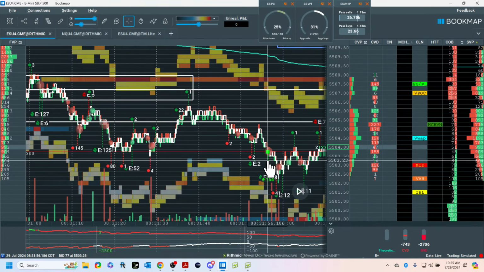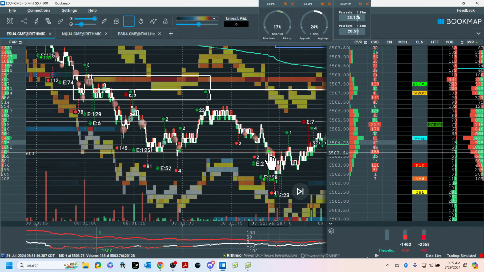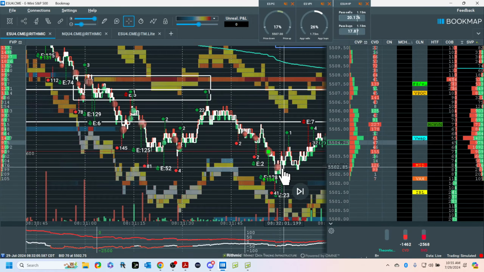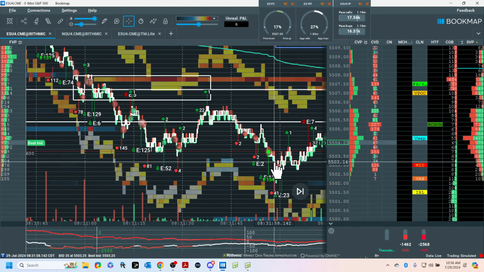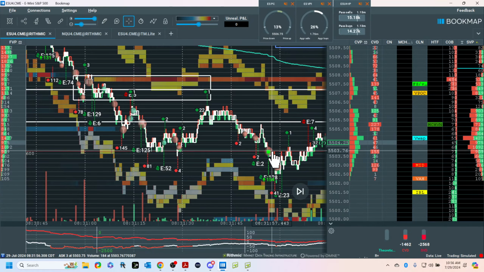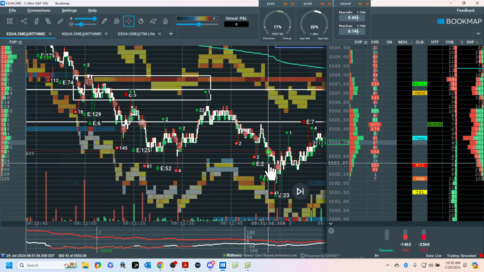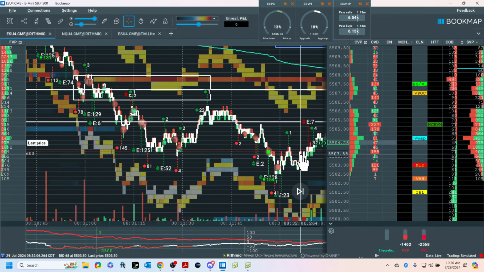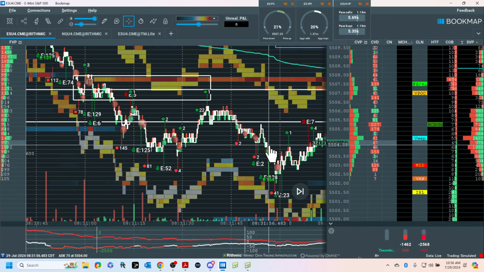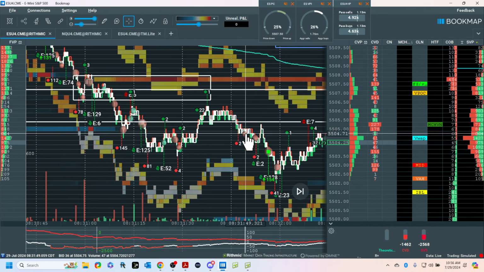I have a buyer here, and what am I looking for? Continuation down. I'm in the micro now. I'm just showing you an idea. So right here, this guy was absorbed. Here, the sellers were in control. This is resistance, and now this is support. Micro, high volume structure is right in here. Sellers were in control in this consolidation.